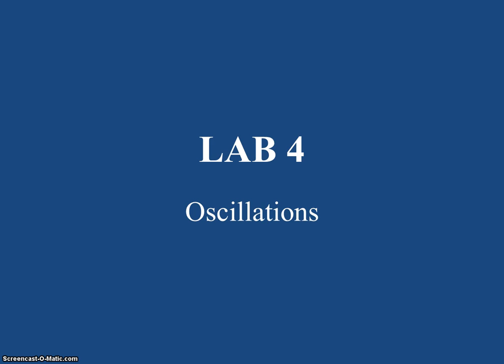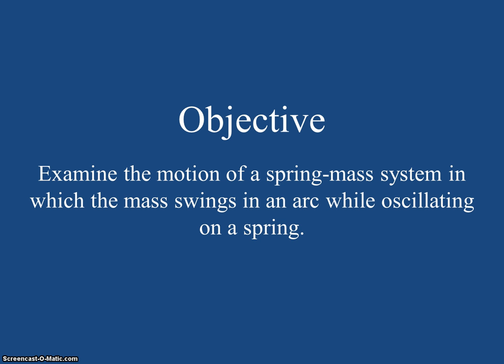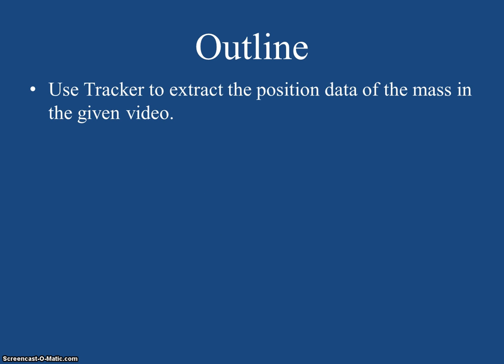This is Lab 4, Oscillations. The objective of this lab is to examine the motion of a spring mass system in which the mass swings in an arc while oscillating on a spring. This lab begins with using Tracker to extract the position data of the mass in the given video.